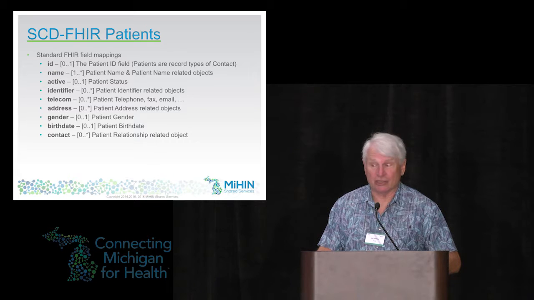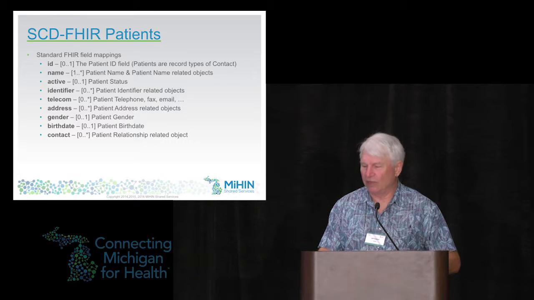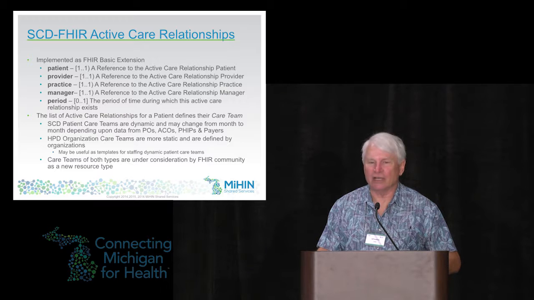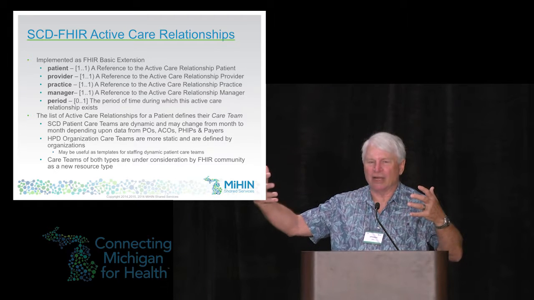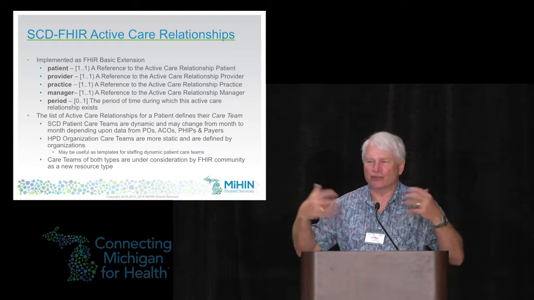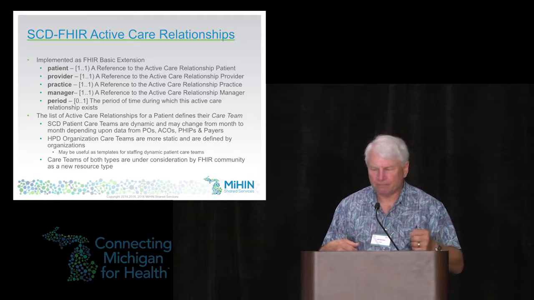You'll also see patients. Patients had a really good mapping. We didn't have to extend patients really at all. Active care relationships. This is a critical ingredient of the association between patients and providers and practice organizations in the directory. It's critical to our routing of a number of different service message types.